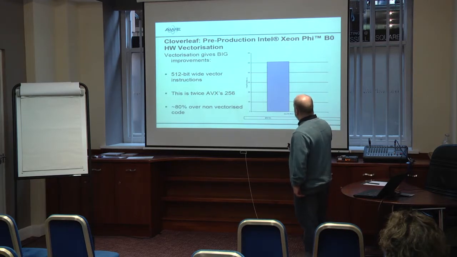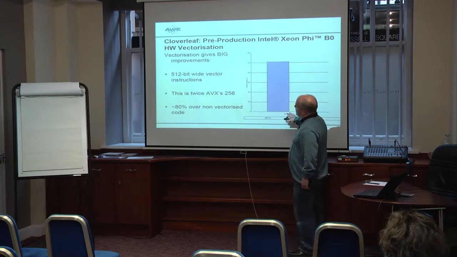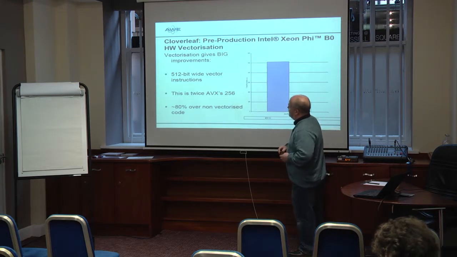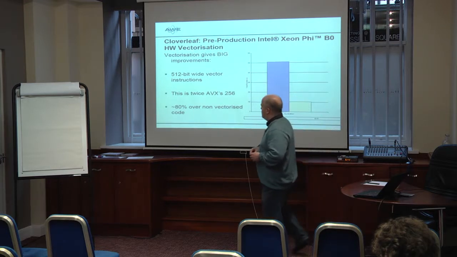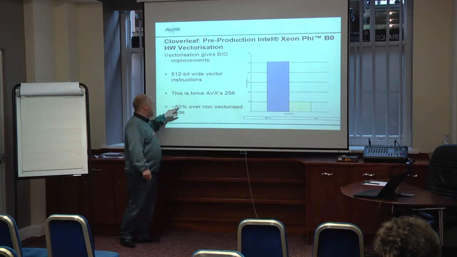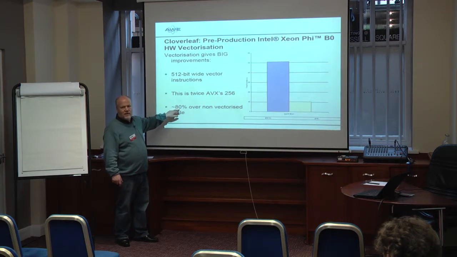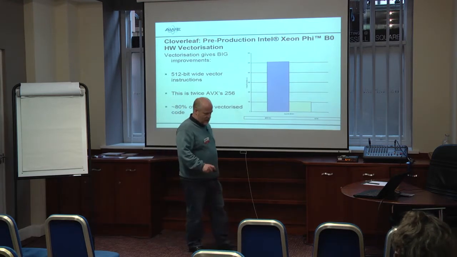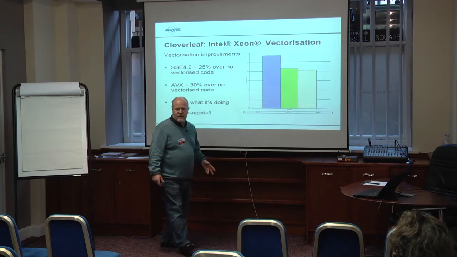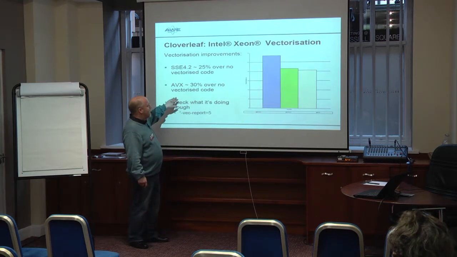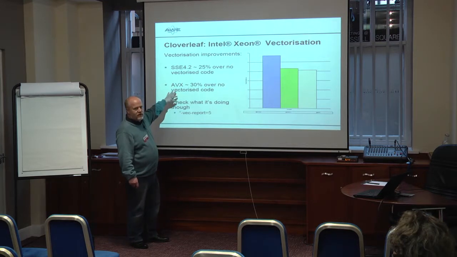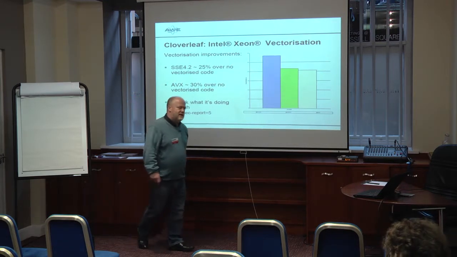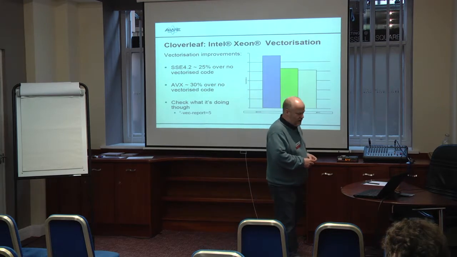So here is an example. This is the improvement that they got by introducing vectorization. The slide sums it up: the code ran 80% better when it was vectorized. This is on the Xeon Phi. The same code, when it ran on a regular CPU, was between 25 and 30% better, depending on whether they built for SSE 4.2 or for AVX.